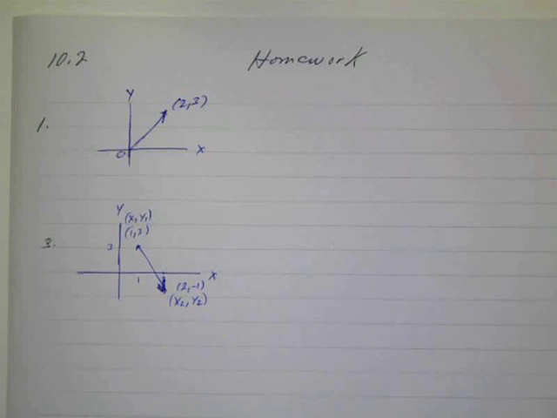Here's some problems from section 10.2, and these are just some vector problems. Number one just says: vector from the origin to the point A equals (2, 3), and they just want you to find the component.